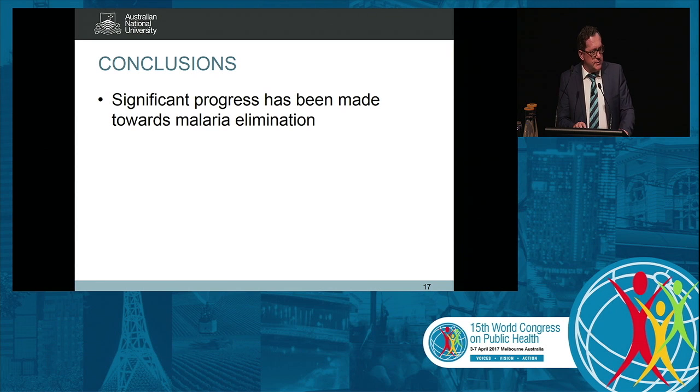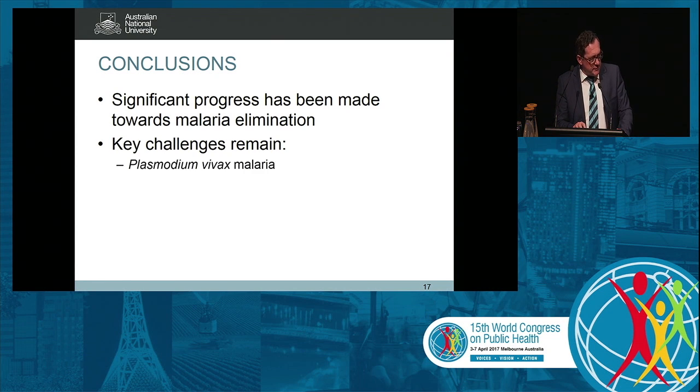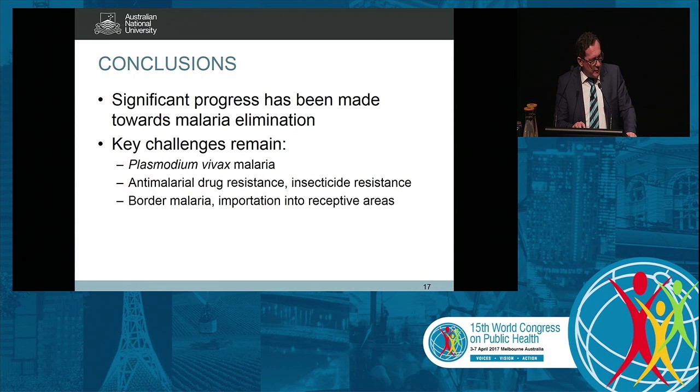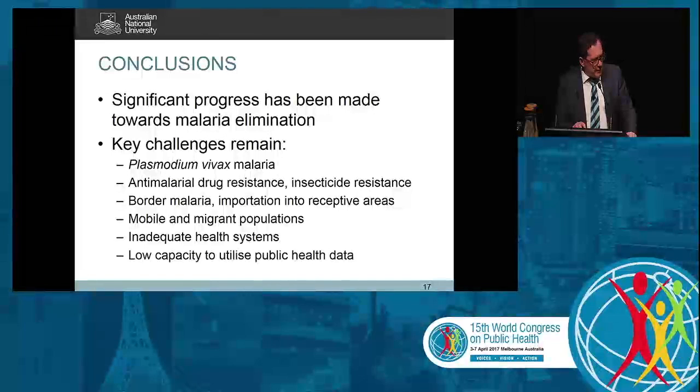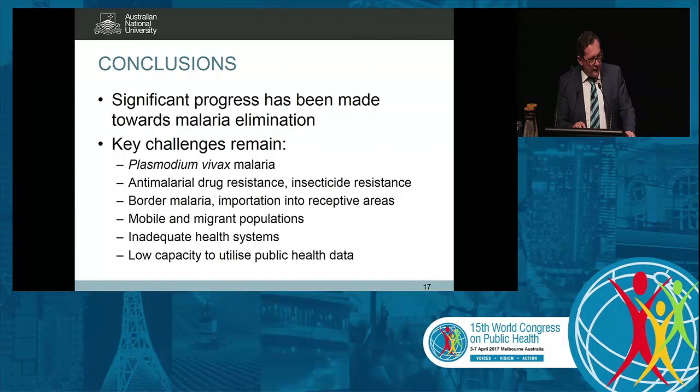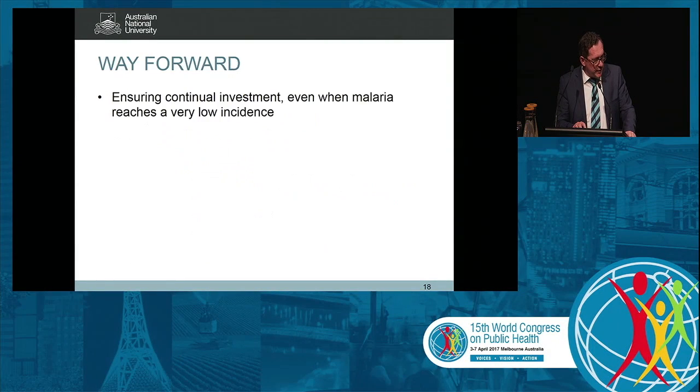So to conclude, significant progress has been made towards malaria elimination, as Stephen mentioned. Key challenges remain, and Stephen's also mentioned most of these: vivax malaria, anti-malarial drug resistance, border malaria, and particularly the risk there being importation of new cases into receptive areas and the resurgence of malaria, mobile and migrant populations, inadequate health systems, and importantly, from the research that I've been doing, low capacity to utilise public health data. So in terms of the way forward, I'm running over time.